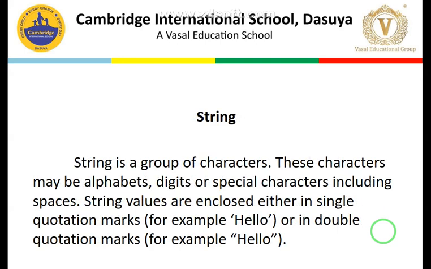So we start with strings. Students, what are strings? A string is a group of characters. These characters may be alphabets, digits, special characters, including spaces also. String values are enclosed either in single quotes or in double quotes. We'll do its example in Python.